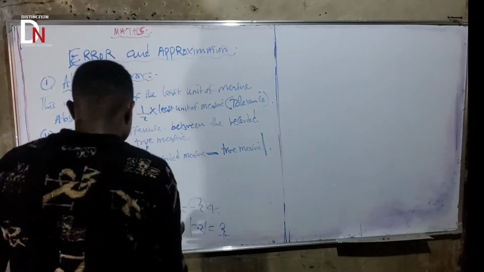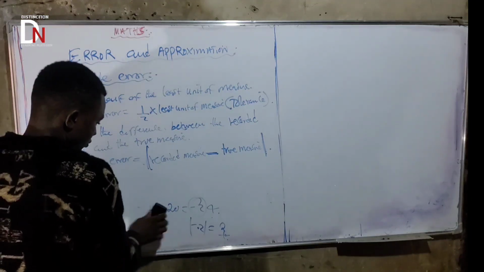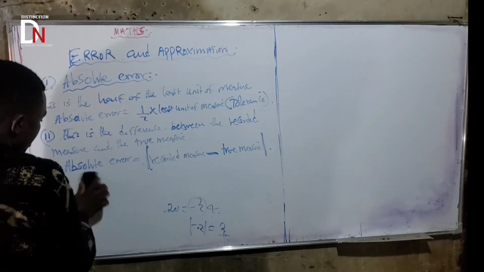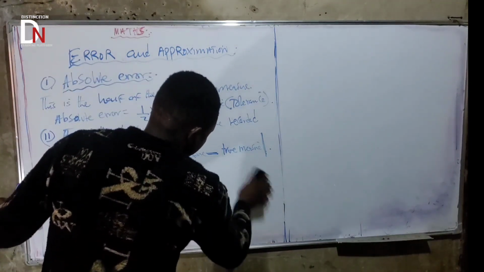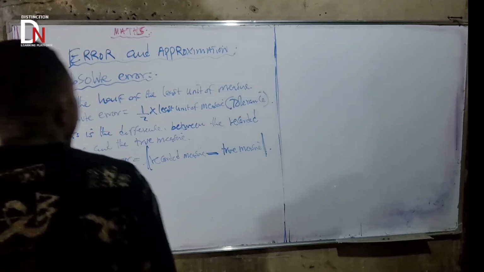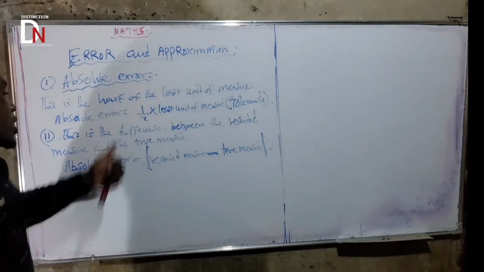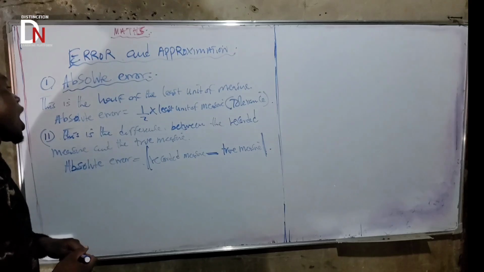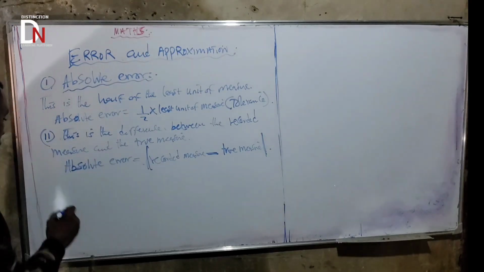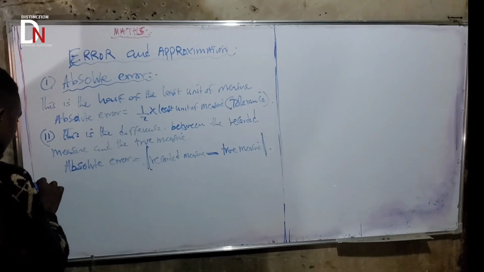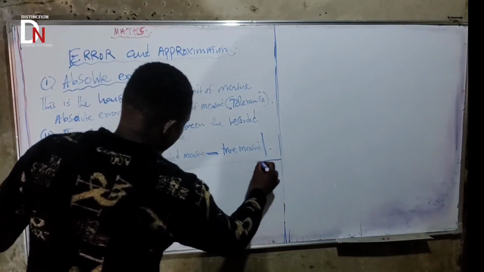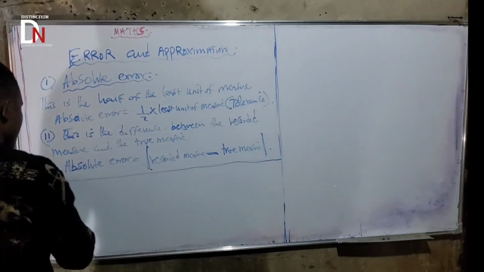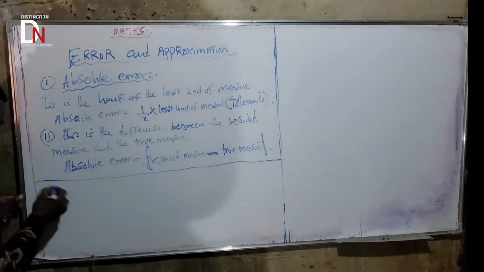So now let us look at another aspect. In as much as I've talked about the absolute error, now the question is, how do we find this same absolute error? A good example: let me just draw a table. I've got some numbers.